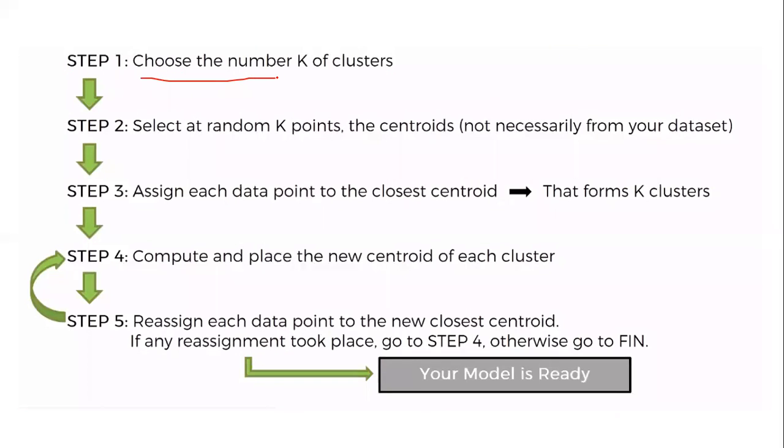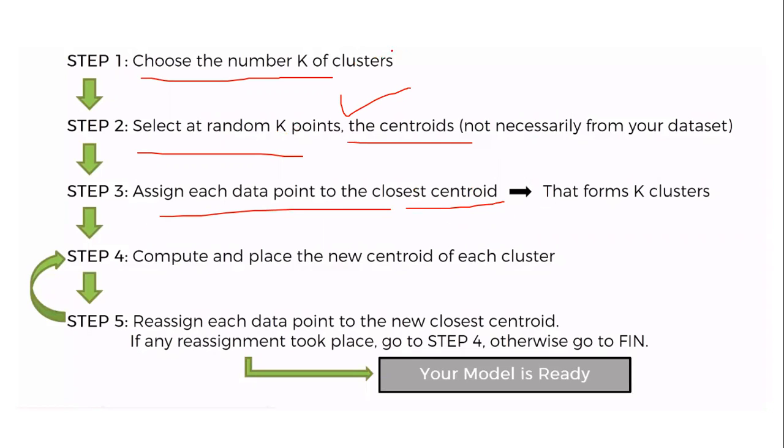So choose the number of clusters. First step. Second, select at random k points, the centroids, which need not necessarily be from your data set. So I can clearly choose any randomly three or any number, any k points to be the cluster centers. Then assign each data point to the closest centroid, right? So I will assign all the data points to the closest centroid.